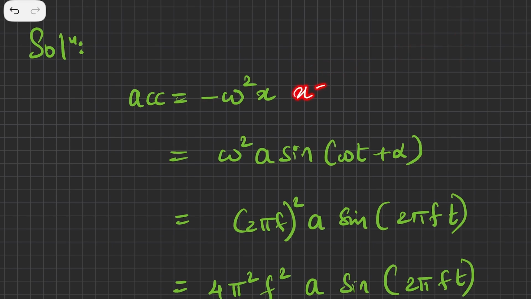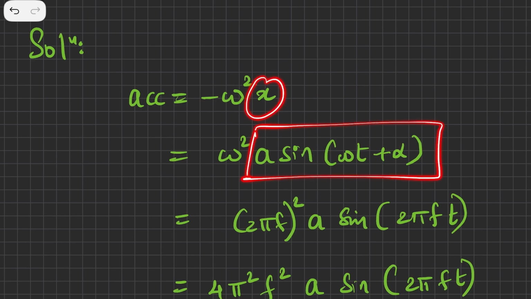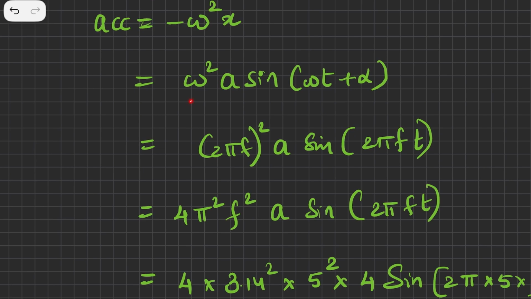Because x is equal to a sine(omega t plus alpha), wherever there is an x, I'll write a sine(omega t plus alpha). Now omega has a formula of 2 pi f. Because frequency is given to us, I am using this formula. So in place of omega I'll have 2 pi f.